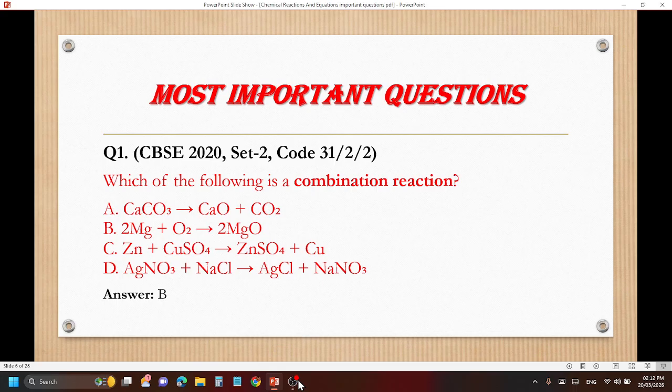According to the definition, when two reactants react together to form a single product, it is known as a combination reaction. So this is 2Mg plus O2 gives 2MgO. This is the correct answer, because if you see the first one, CaCO3 gives rise to CaO plus CO2, it is a decomposition reaction. Option C, Zn plus CuSO4 gives rise to ZnSO4 plus Cu. This is a displacement reaction. Last option D is AgNO3 plus NaCl gives rise to AgCl plus NaNO3. It is a double displacement reaction. So option B, that is 2Mg plus O2 gives 2MgO, is a type of combination reaction.